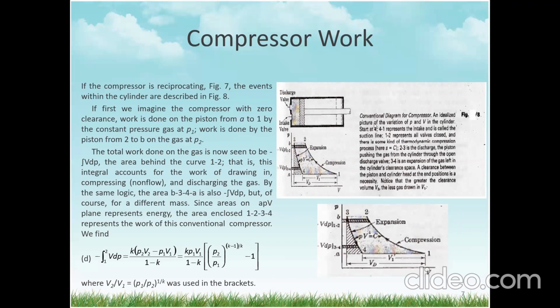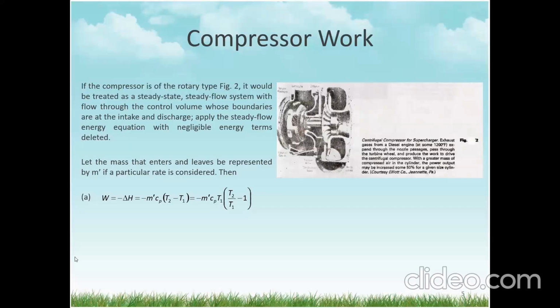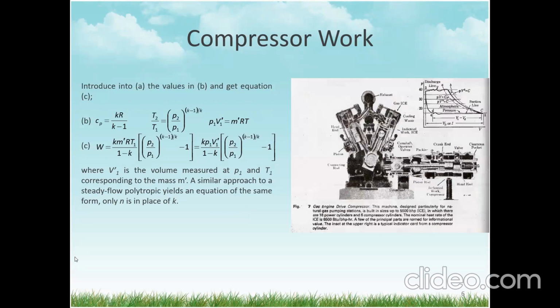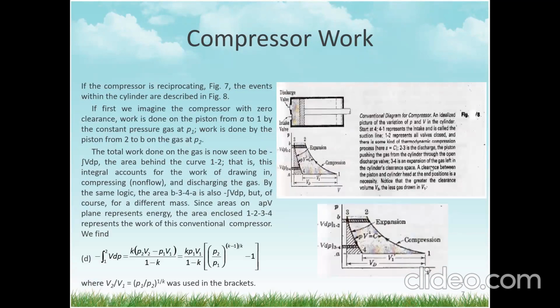Ito yung events. Conventional diagram for compressor. Pahinga muna tayo. Dito sa figure 8, an idealized picture of the variation of P and V in the cylinder. Start at 4. So 4 represents the intake and is called the suction line.